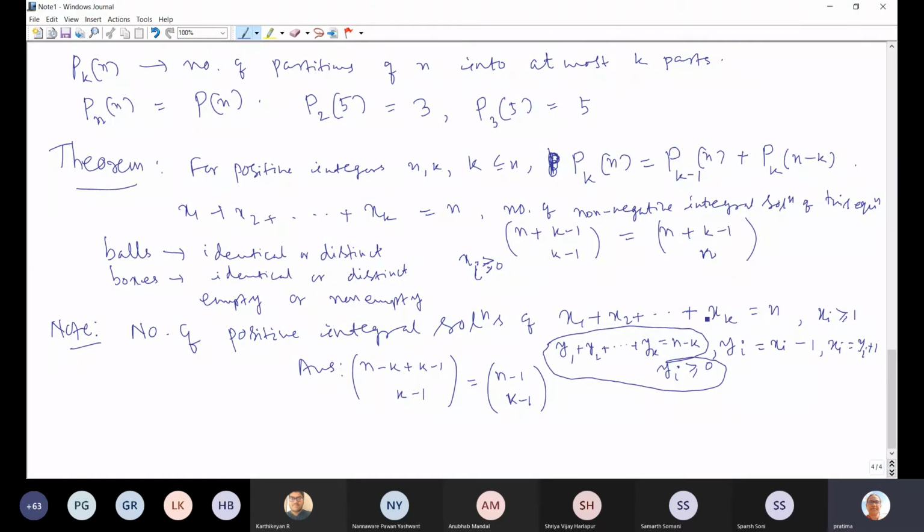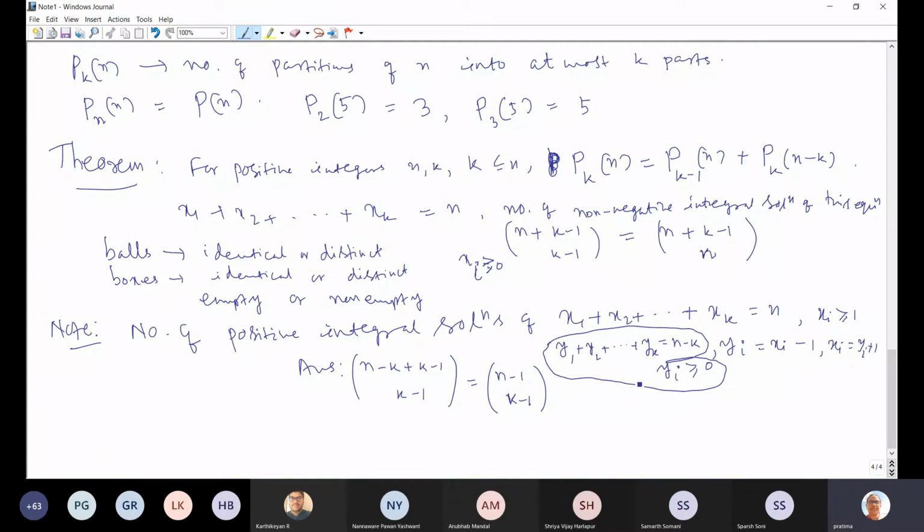No box remains empty. So in the previous case, some boxes may be empty. Non-negative integral solution means k distinct boxes are there, but in the distribution some of the boxes may or may not be empty. But here no box can remain empty. This is the difference between these two.